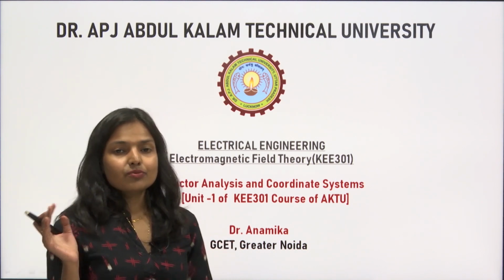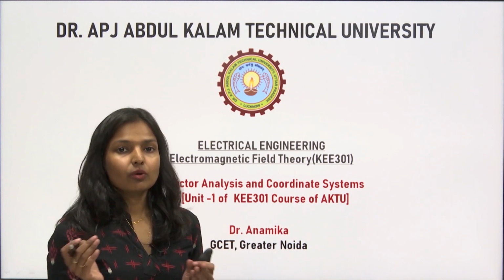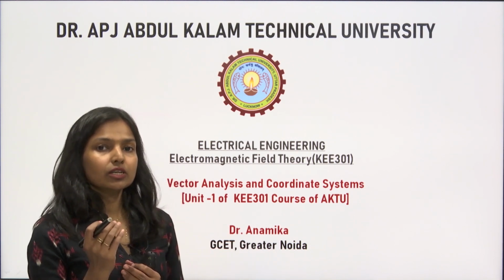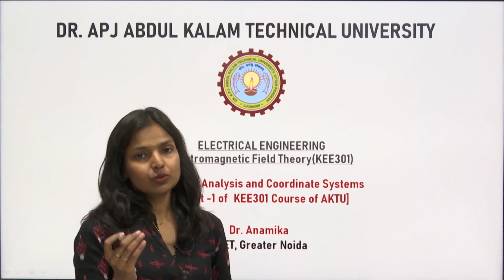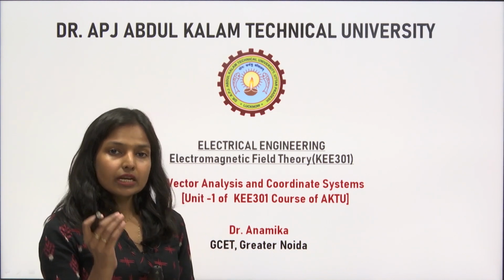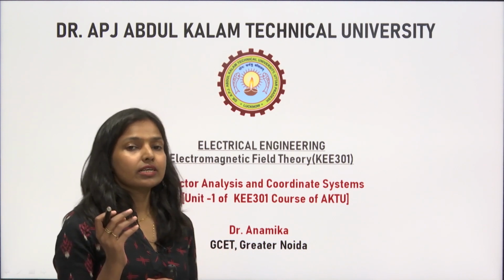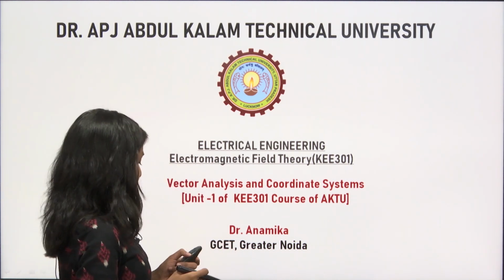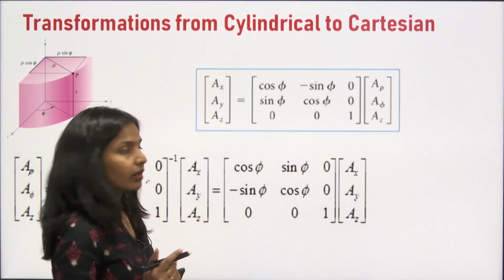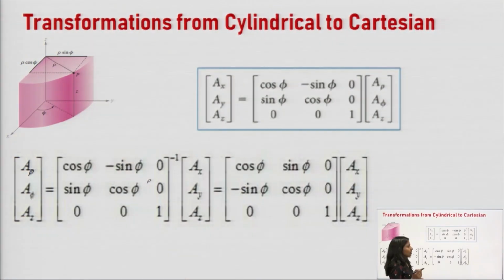So in the last class we have studied different kinds of coordinate systems, that is the Cartesian coordinate system, also known as the rectangular coordinate system, the cylindrical coordinate system and the spherical coordinate system. We learned how to represent a point, how to represent a length, differential surface and differential volume in different coordinate systems, that is cylindrical, spherical, Cartesian.